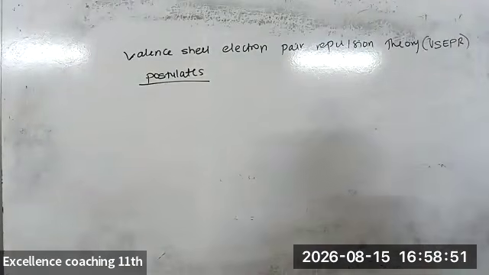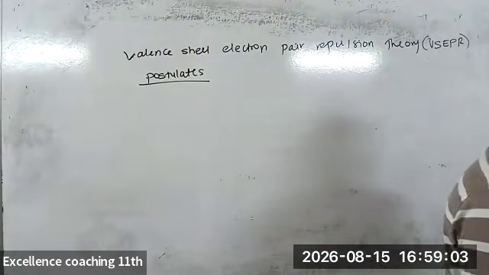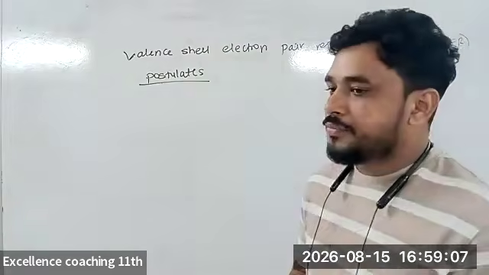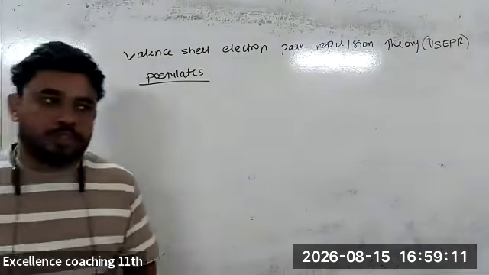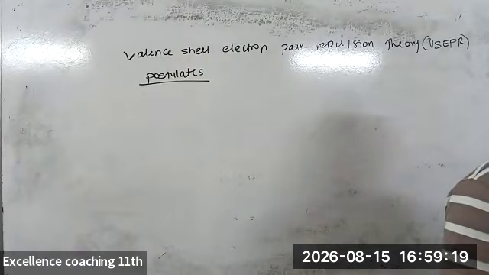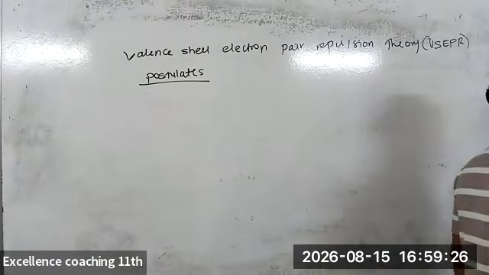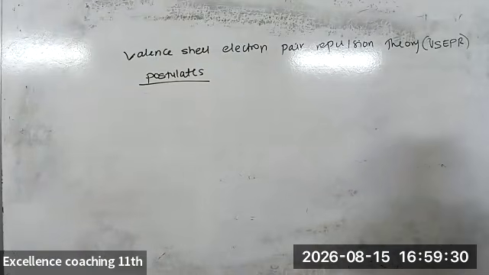So let's take down the first postulate. The shape of a molecule depends upon the number of valence shell electron pairs, in the bracket, write down bonded or non-bonded, around the central atom. This is the first postulate.